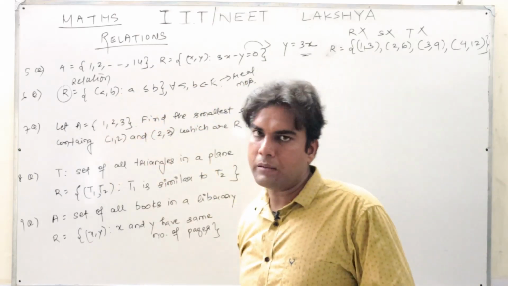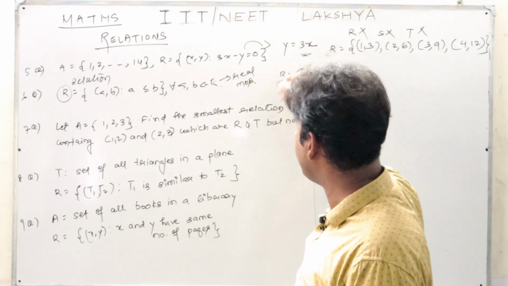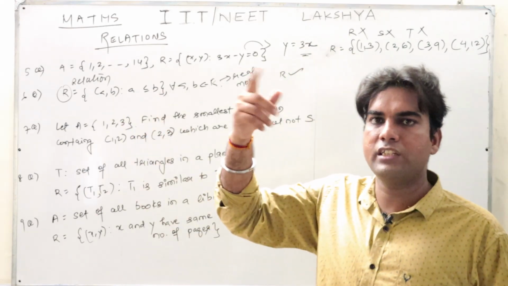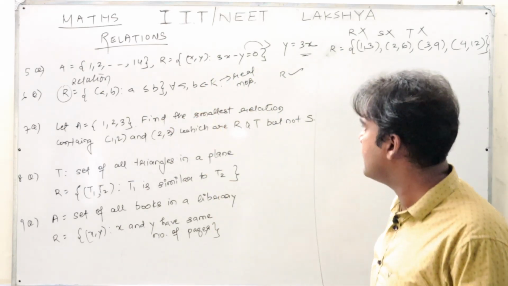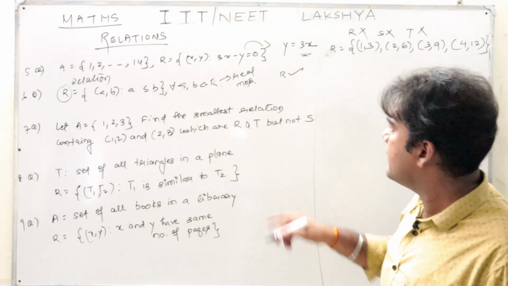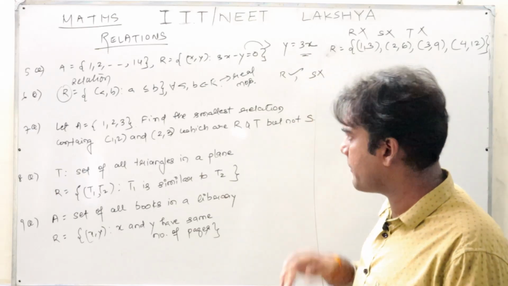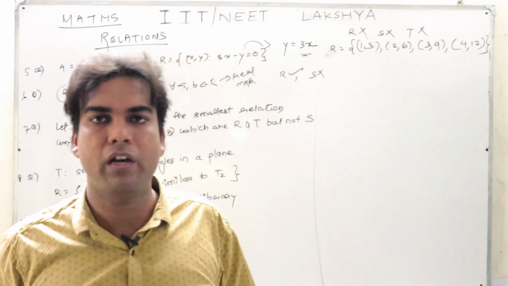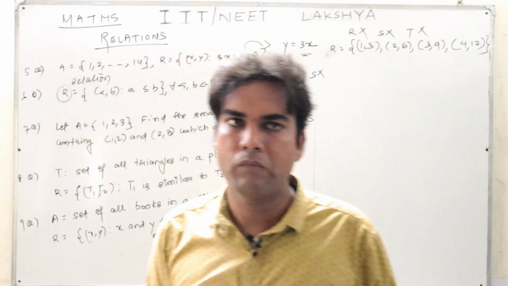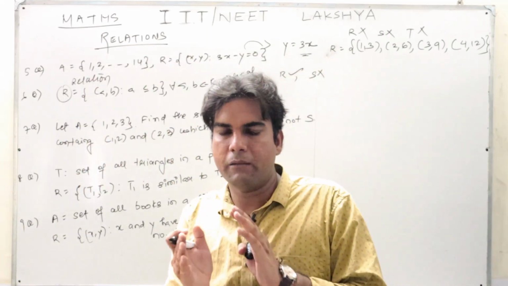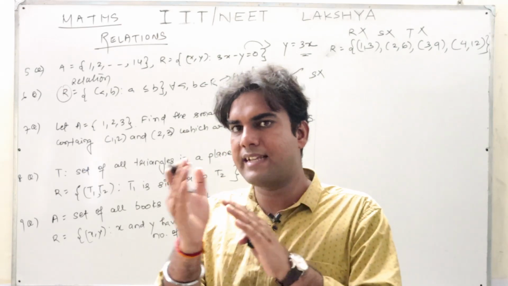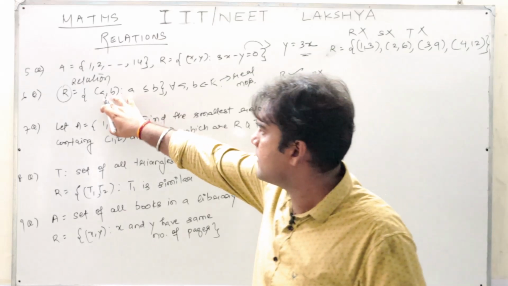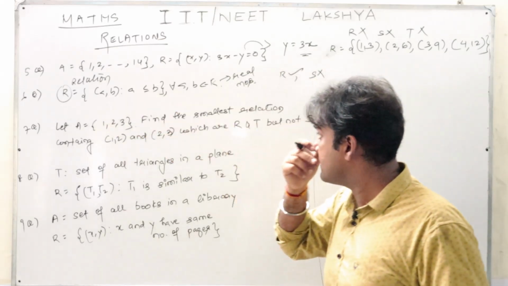So (a, a) will come. Yes, (a, a) will come. So it is reflexive. Why? Because a is equal to a. For example, (1, 1), (2, 2), (3, 3), (4, 4) will be a part of this. Then what about symmetric? It will not be symmetric because (1, 2) will come, because 1 is less than 2, but (2, 1) will not come because 2 is not less than 1. So (a, b) will be there, but (b, a) will not be there. So it is not symmetric.